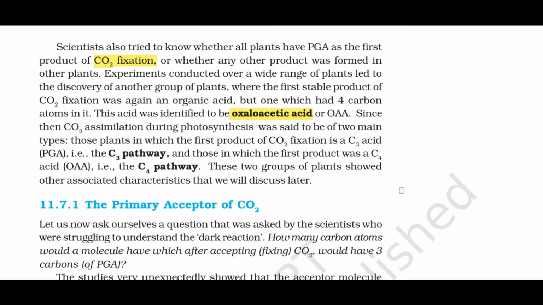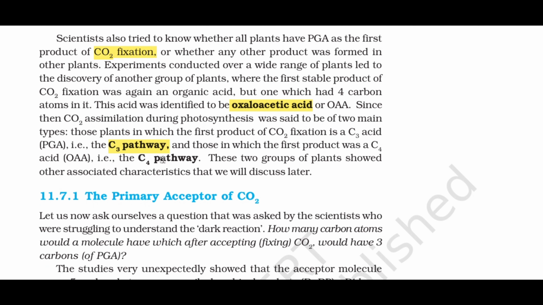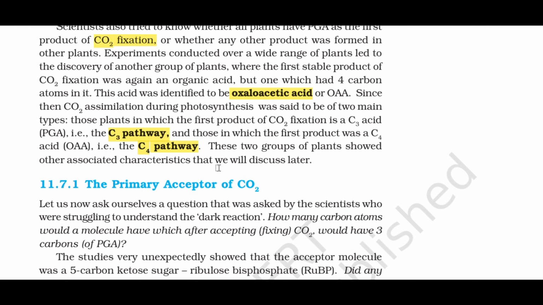Since then, CO2 assimilation during photosynthesis was said to be of 2 main types: those plants in which the first product of CO2 fixation is a C3 acid, PGA, i.e., the C3 pathway, and those in which the first product was a C4 acid, OAA, i.e., the C4 pathway. These 2 groups of plants showed other associated characteristics that we will discuss later.